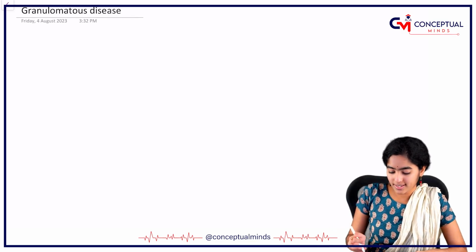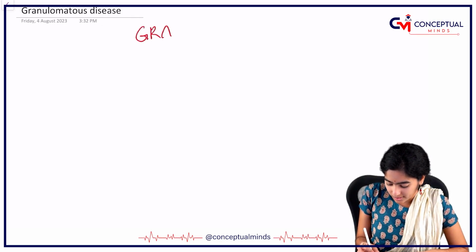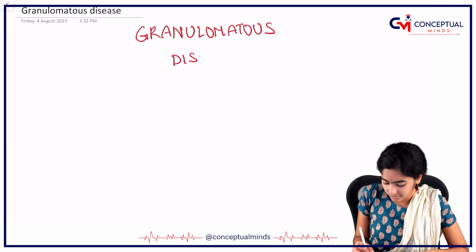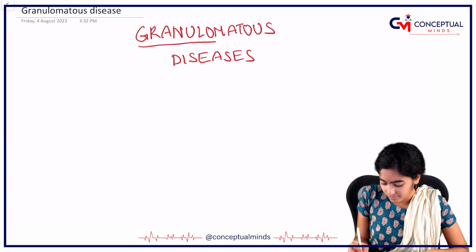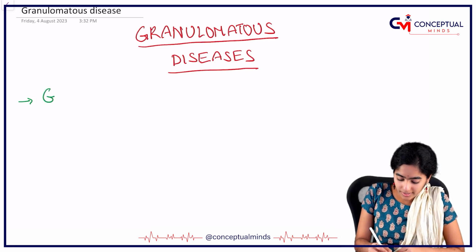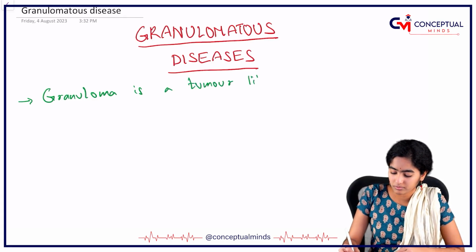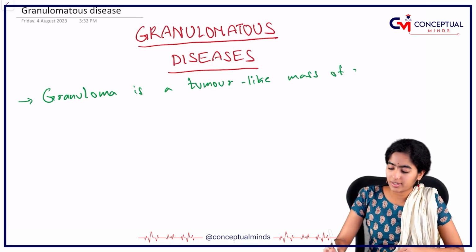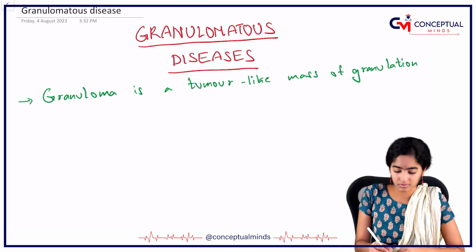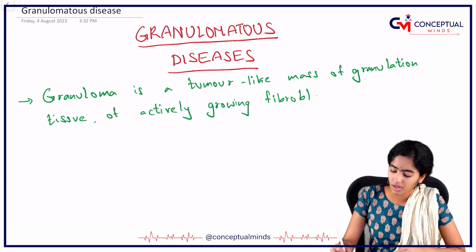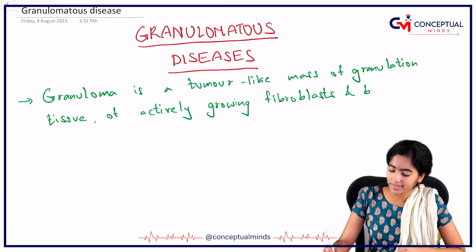So in the first place, what is a granuloma? While we are learning about all the granulomatous diseases, let us first understand what is a granuloma. Granuloma is a tumor-like mass made up of what? Granulation tissue. It consists of actively growing fibroblasts. Along with fibroblasts, we also have budding capillaries.